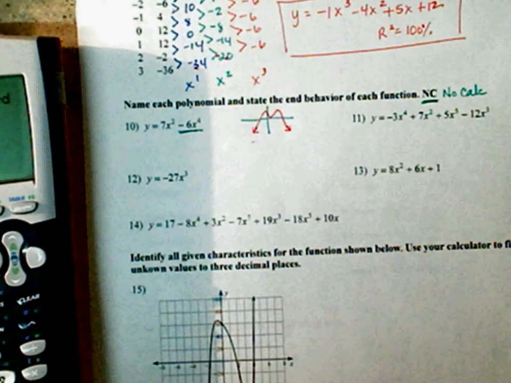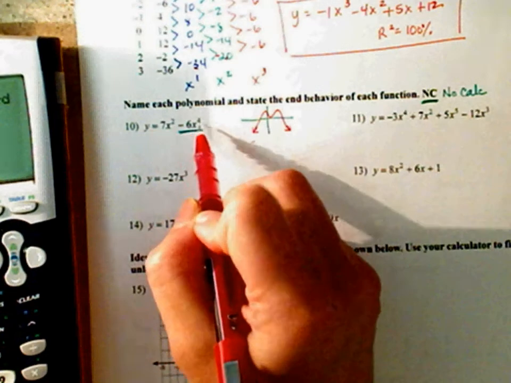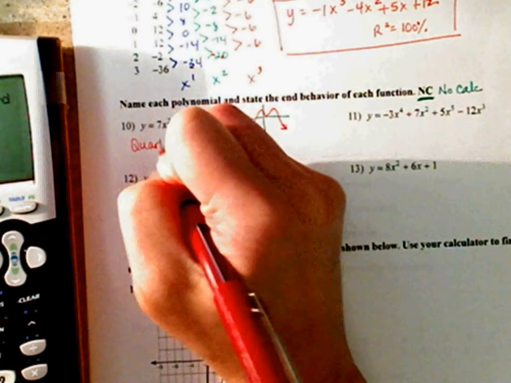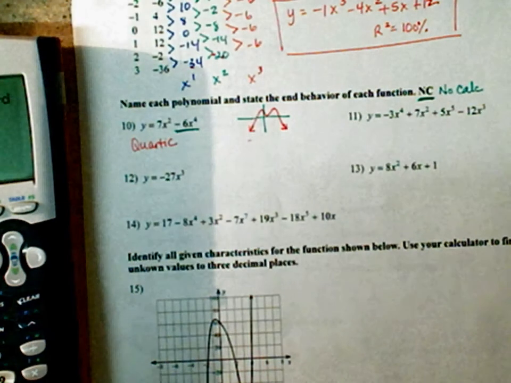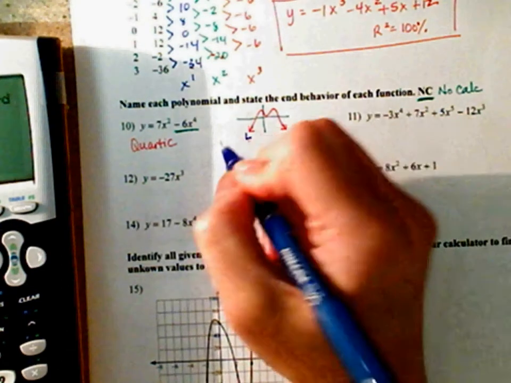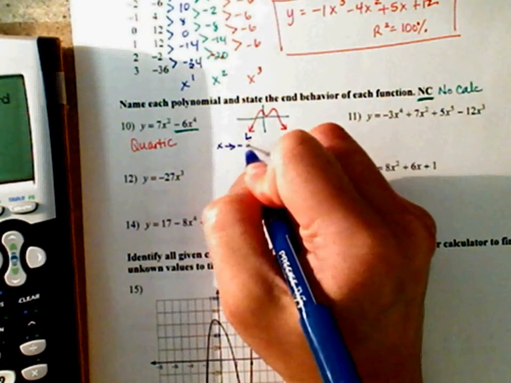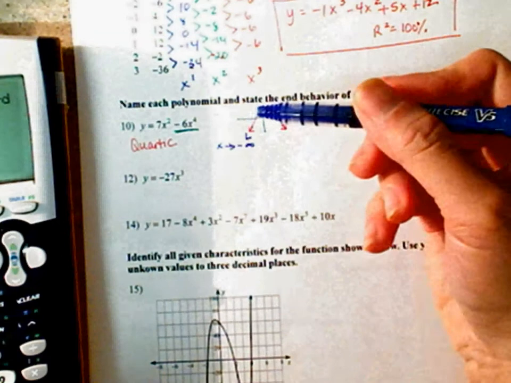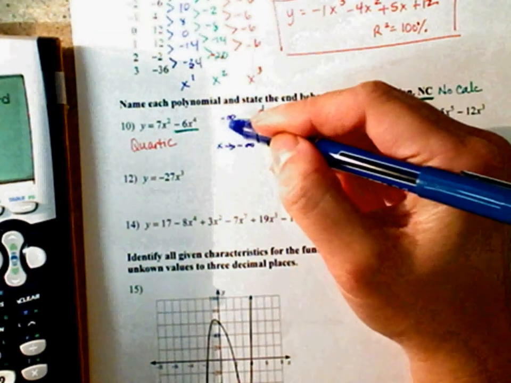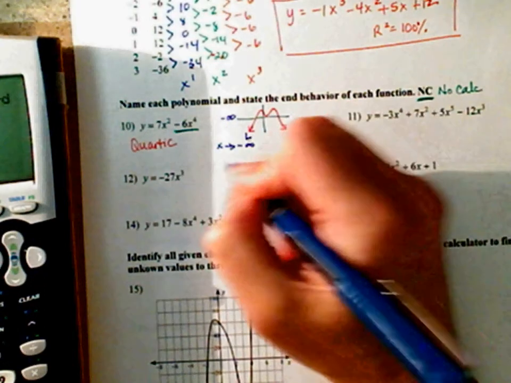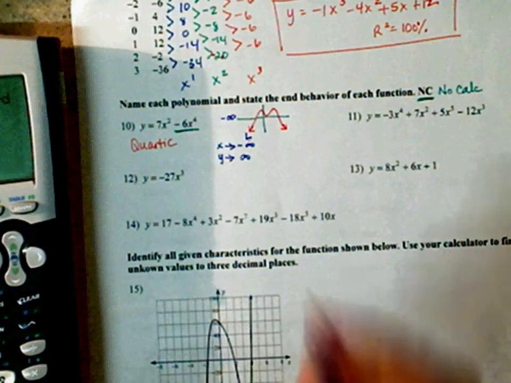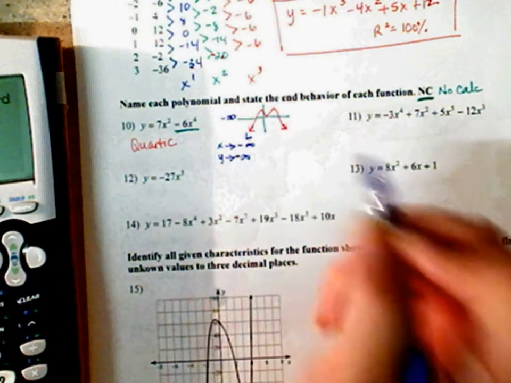Okay? All right. Name each polynomial. The highest degree here is a 4, and a 4 is called a quartic. Make sure you know the name. In end behavior, here is my left, and this is how you write it. As x is approaching negative infinity, notice it's going toward the negative infinity, is heading west. It's also heading south, so your y is heading south, okay? And a south is negative infinity.